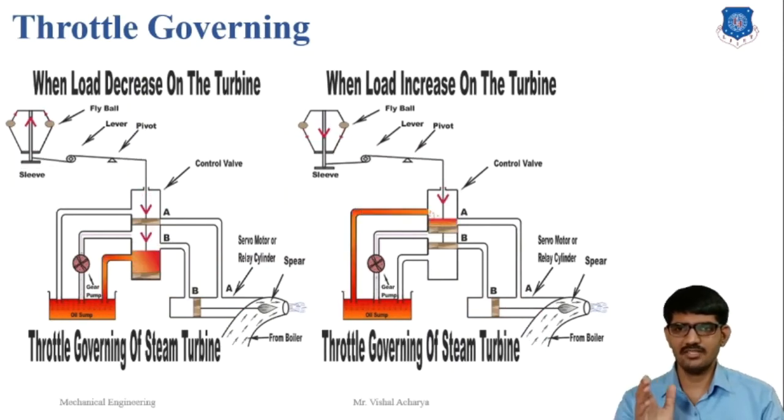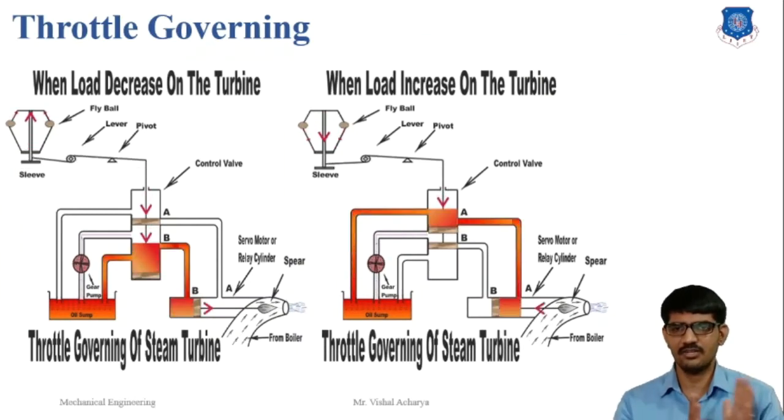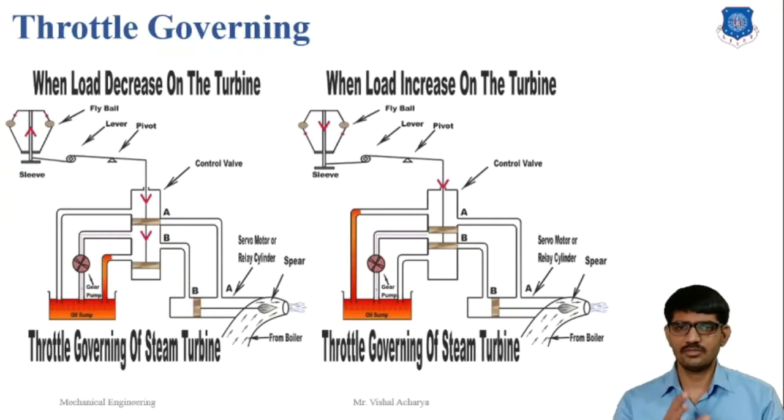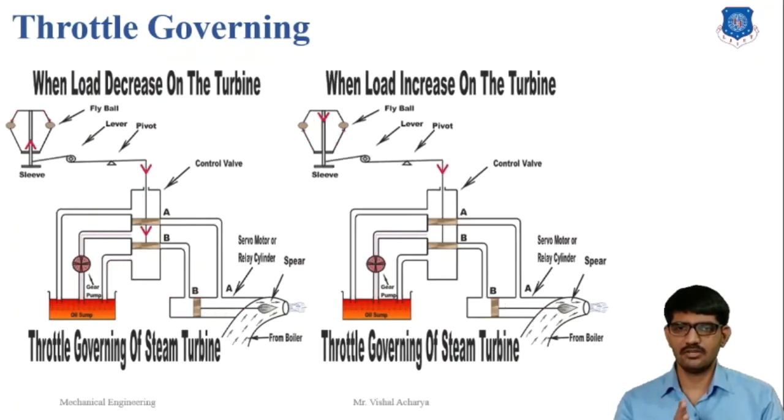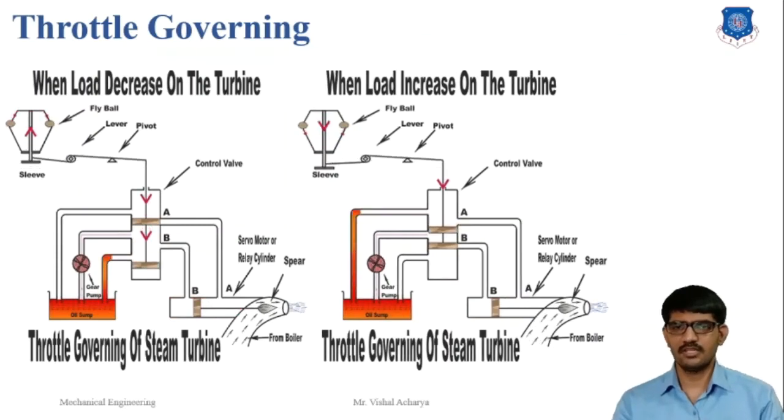When the turbine is running at normal speed, everything in the turbine, such as the control valve, servomotor, piston position, and fly balls of the centrifugal governor, will be in their normal position as shown in the figure. The mouths of both pipes A and B are closed by the control valve. Assume that the turbine's load increases.